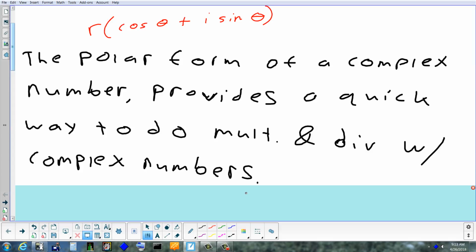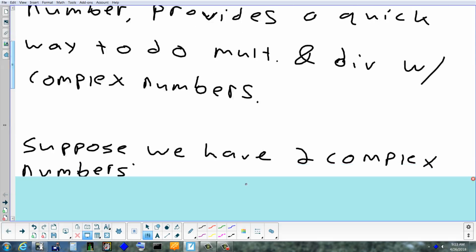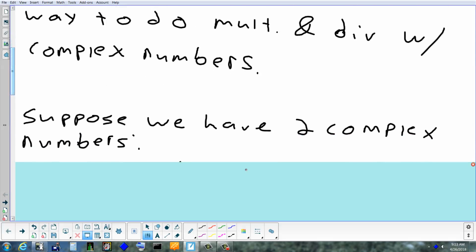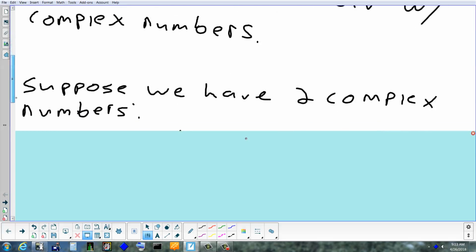And the real advantage to writing complex numbers in polar is that it gives you a quick way to do multiplication and division. So I've already told you, but all the stuff about foiling and conjugates and i-squareds and combining like terms, all of that goes away. We don't have to worry about any of it if we use the polar form. So I'm going to show you what the formula is, and then we'll go through and use it.